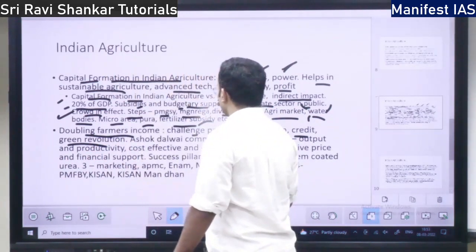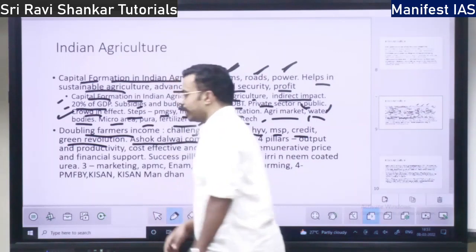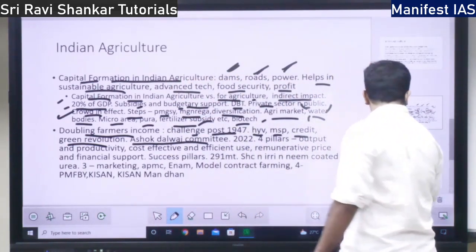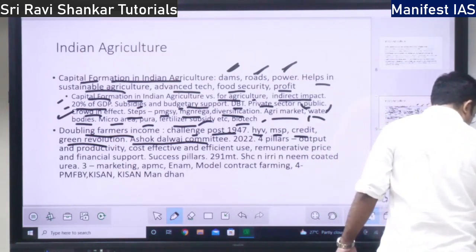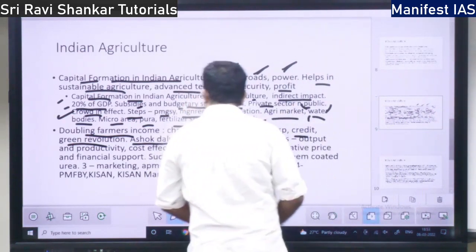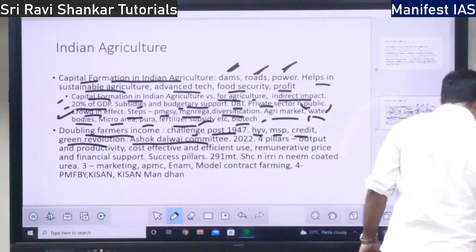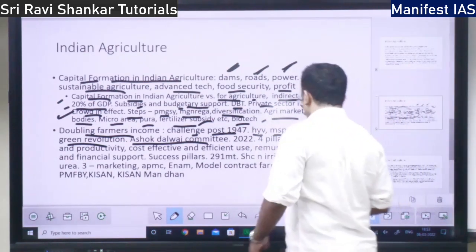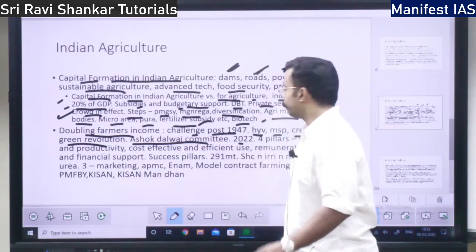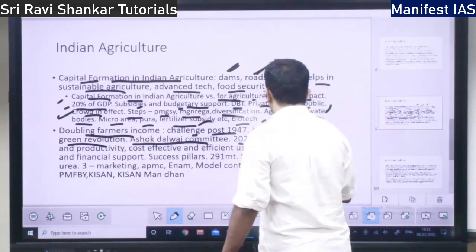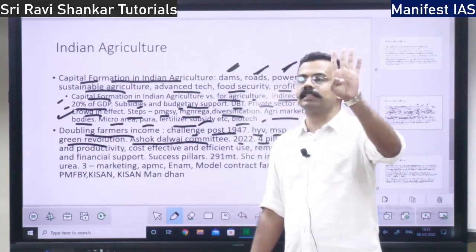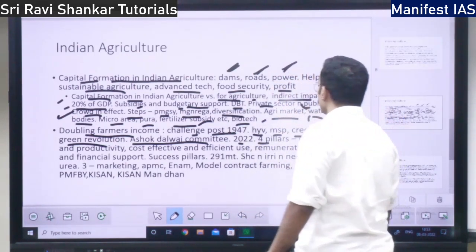But now the Ashok Dalwai committee says that by the end of 2022, we have to double the agricultural income. By the end of 2022, we have to double the farmers' income. The Ashok Dalwai committee says this. So he gives 4 pillars in order to double farmers' income. What are the 4 pillars?